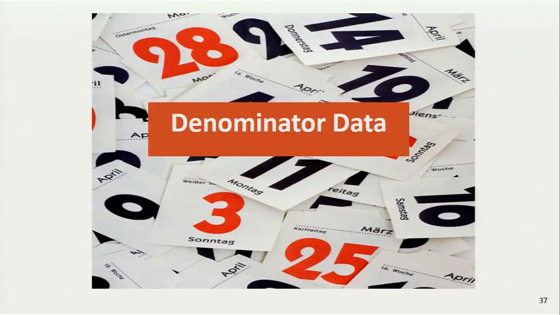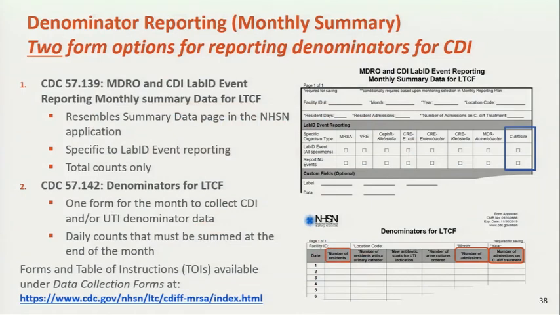Denominator data. Similar to the event forms that we've already talked about, the denominator data also has forms. These are the 2 forms available to you. I know we've spent a lot of time on these forms, so I will not talk about them again, only to say that remember, only the aggregate data goes into NHSN when you're collecting denominator data. So even if you use this bottom form that's called Denominators for Long-Term Care Facilities, which allows you to collect your denominators each day of the month, only the totals go into the NHSN application.